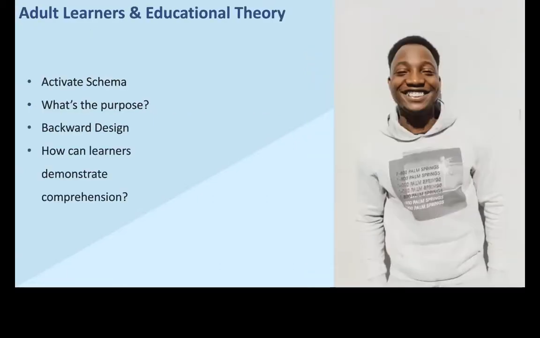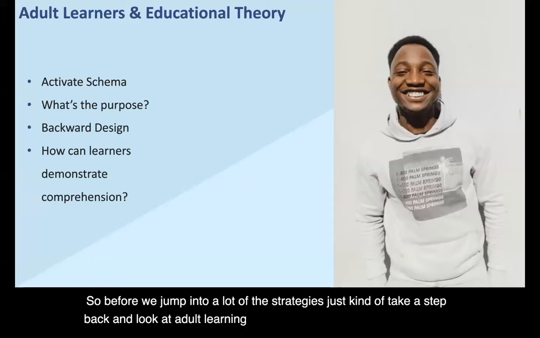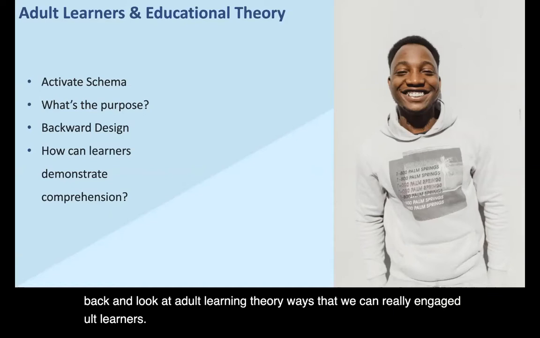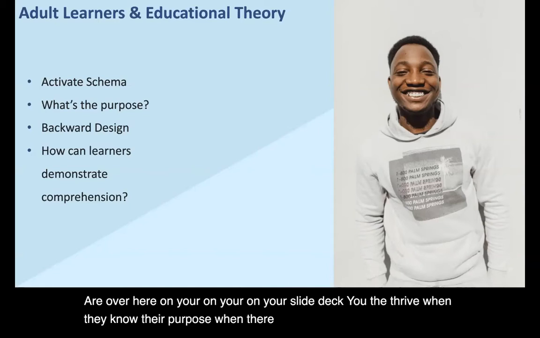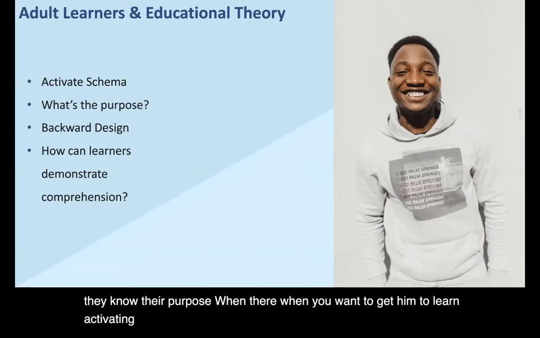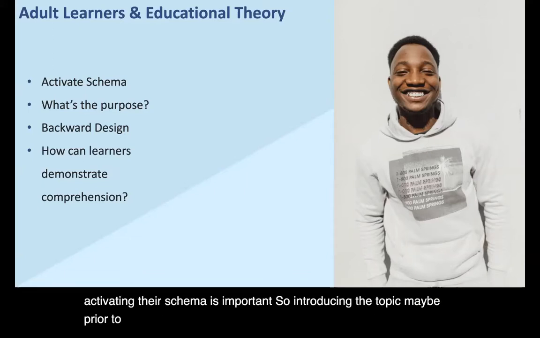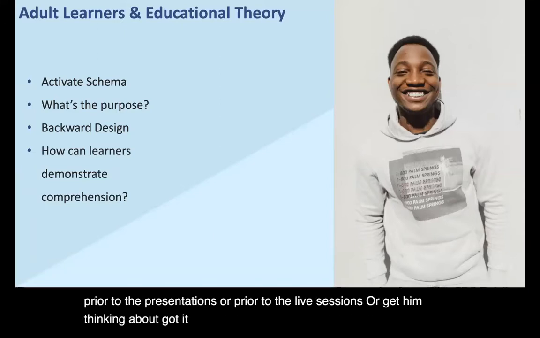So before we jump into a lot of the strategies, just take a step back and look at adult learning theory. Ways that we can really engage adult learners are over here on your slide deck. They thrive when they know their purpose. When you want to get them to learn, activating their schema is important. So introduce the topic maybe prior to the presentations or the live sessions, or get them thinking about it through some chat options or mini presentations.